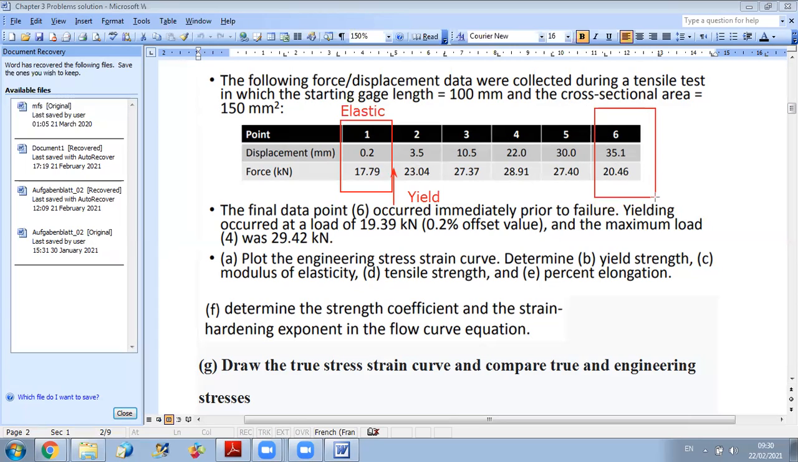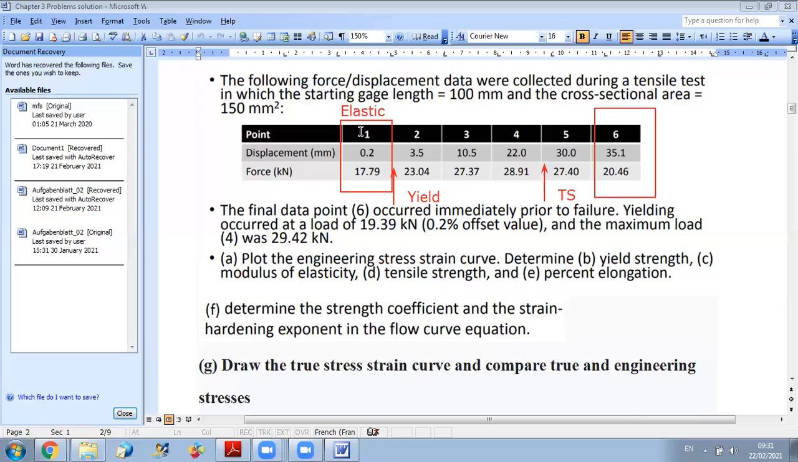Okay, and for the maximum load, it is at 29.42. So it should be somewhere here, between 28.9 and 27.4. So the maximum, the tensile strength, is somewhere here. This is why I will not take 0.5. I will consider that 0.5 is in the necking zone. I will not take it into consideration. Because when I want to calculate properties for the flow curve, for the strain hardening zone, I should take points between elastic and necking zone, and just in between.